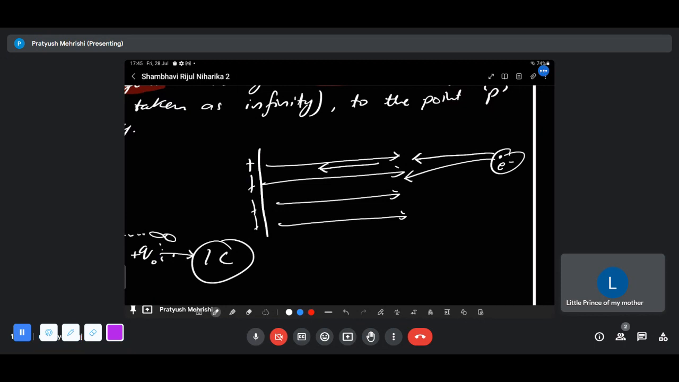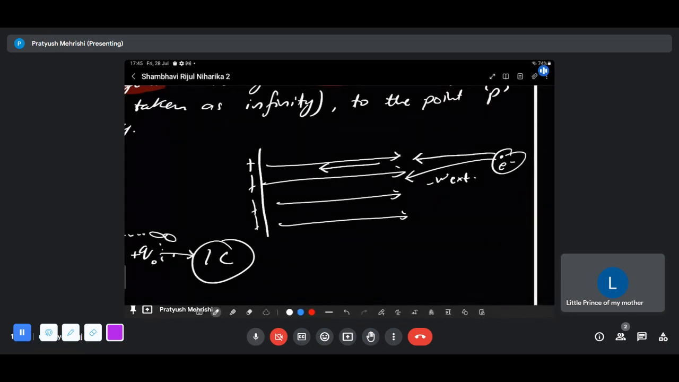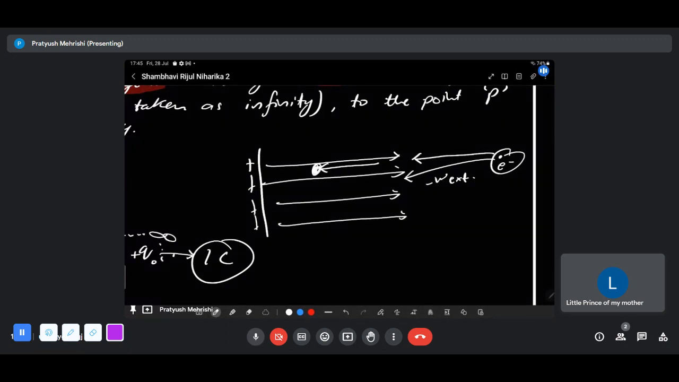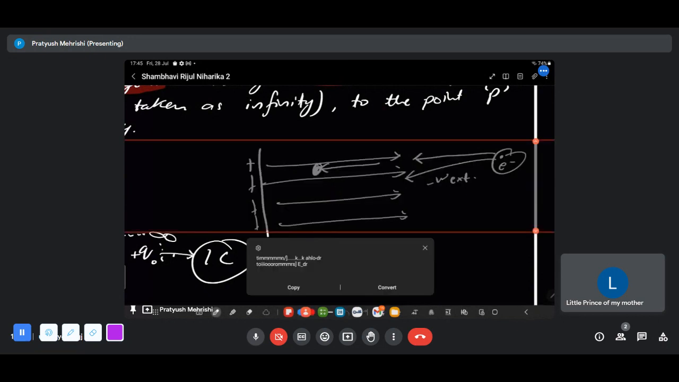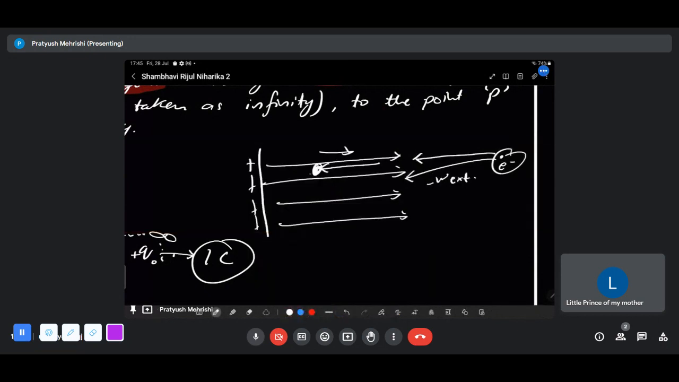So what is the work that you are doing? Are you doing any work? No. So who is doing work? Charge itself is doing work. This is called negative work. When you are doing negative work, that negative work will be stored in this charge. Means if you bring the charge to this point and then leave it, the charge will not go on the right hand side, but it will go on this side again. So the charge is automatically moving.